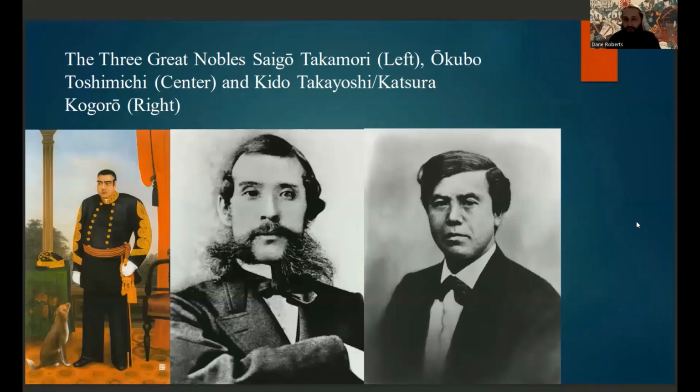The general consensus is that the 3 great nobles are the individuals that you see here, even though I still think that the other 2 should be included.